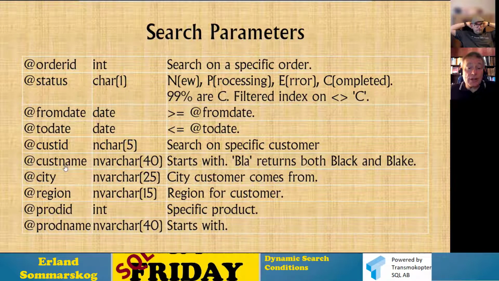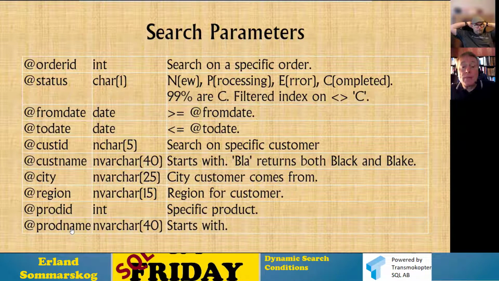Then we can also search on the customer name. And here, if you enter BLA, that's a starts-with search, so it can be both Black and Blake. And there's an index on the customer name column in the customers table as well. And we can also search for the city or the region of the customer, and the product ID, which is in the order details table. And of course, there's an index on that one as well. And finally, also the product name, starts with.